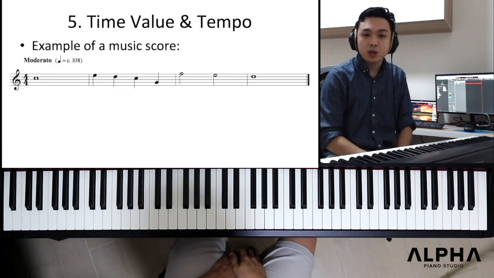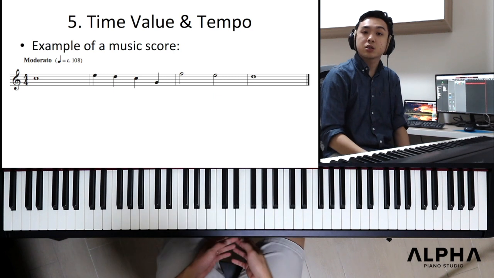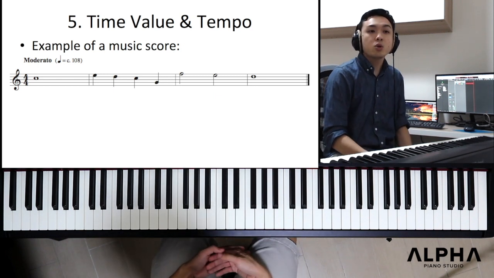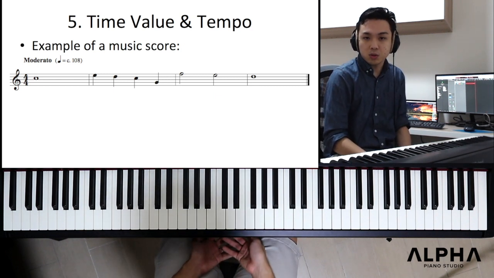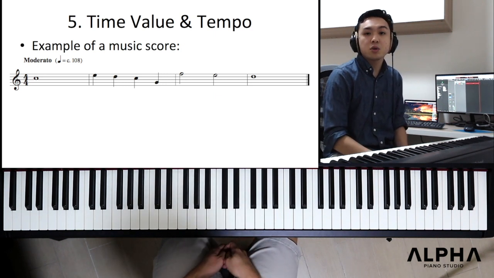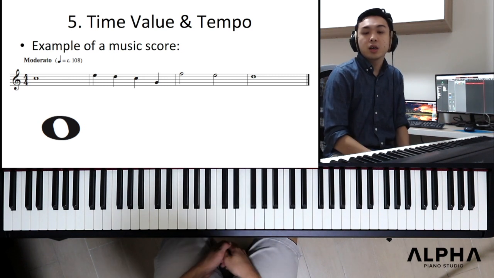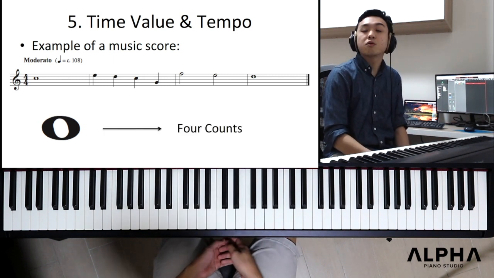The fifth thing that you want to know about learning the piano is how to read some basic musical notation. When you look at the score, you'll see all kinds of notes. And these notes come in different shapes. So for example, if you see a note with this particular shape, which is just a circle, it tells you to play the note for 4 counts.